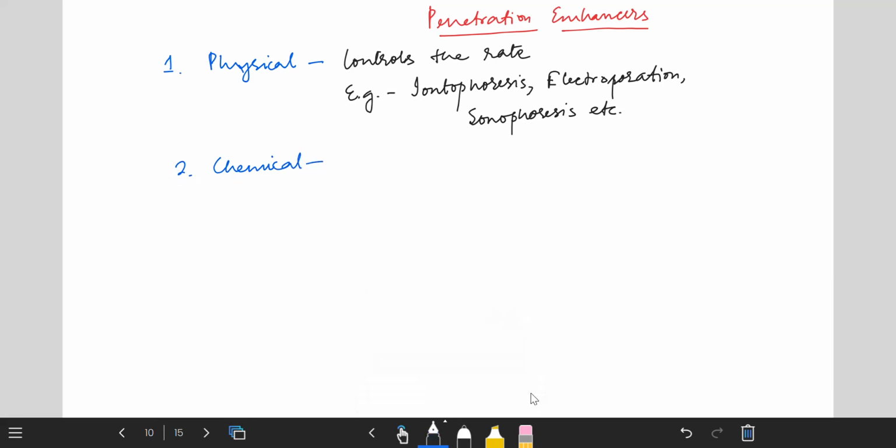Now, what are the chemical enhancers used? Chemical enhancers actually act by interacting with protein structure, or they can alter the structure of lipid, or they can improve the partition of drug. So, first one is alteration of lipid structure.